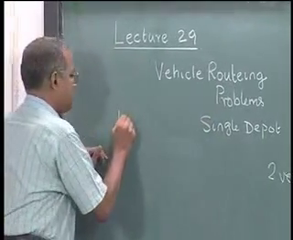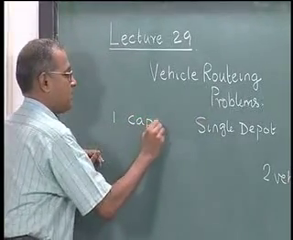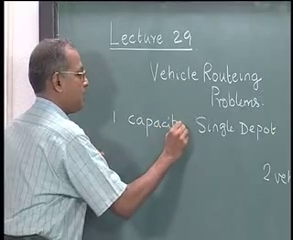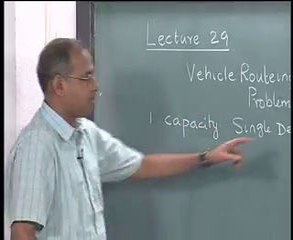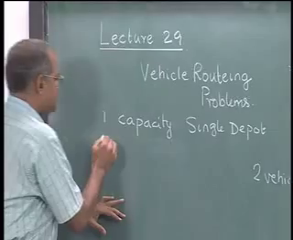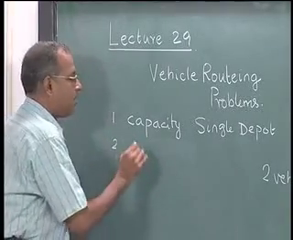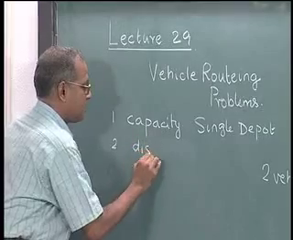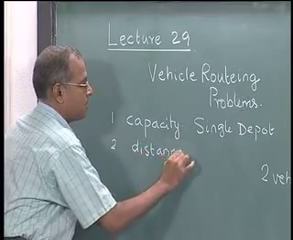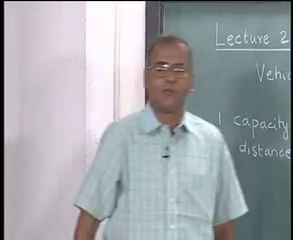One, the case where we look at the capacity of the vehicle and the requirement of these places. The second, we do not look at the capacity, we only look at the movement or distance that these vehicles have to cover.